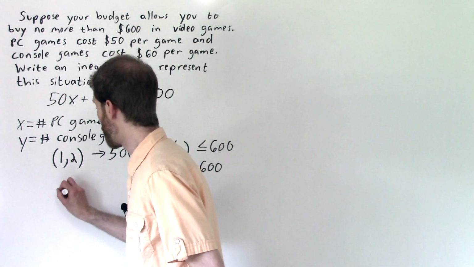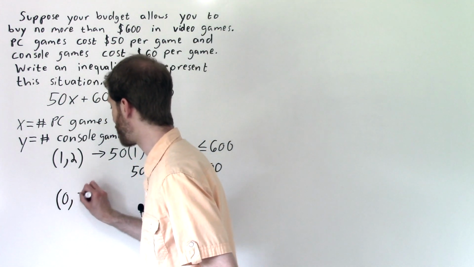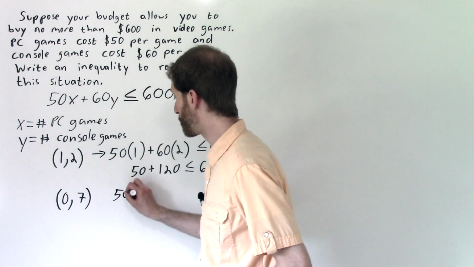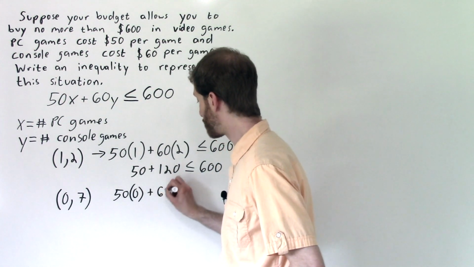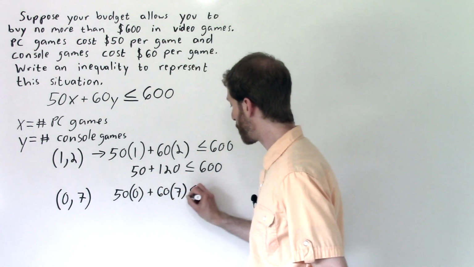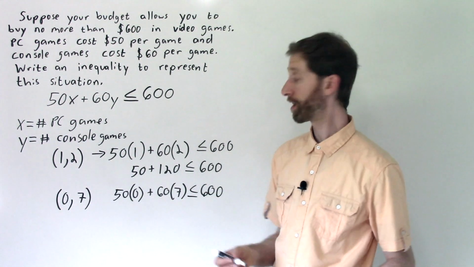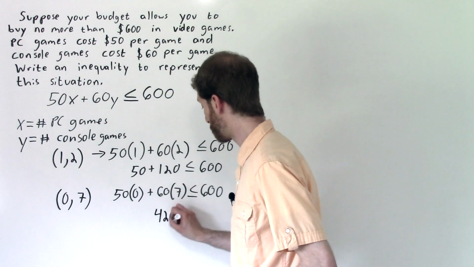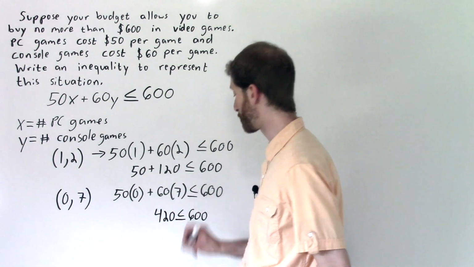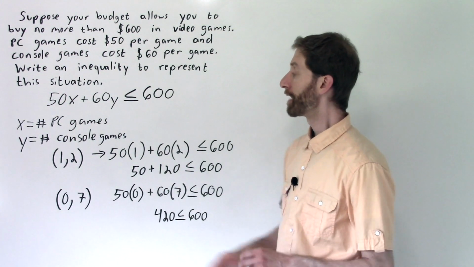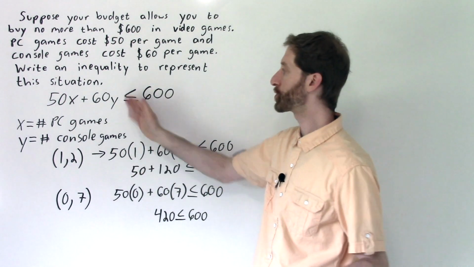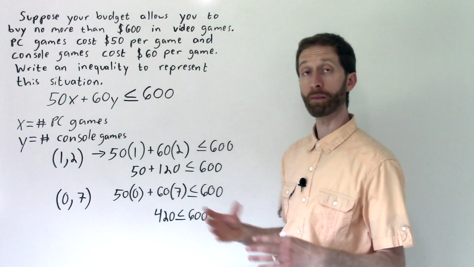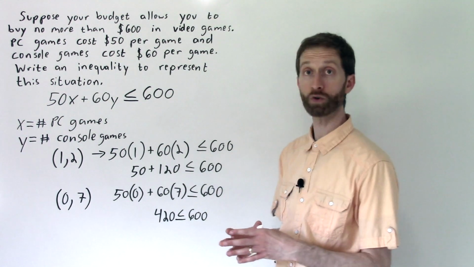Let's pick, I don't know, x equals 0 and y equals 7. Let's see if we can buy 7 console games and no PC games. Well, that would be 50 times 0 plus 60 times 7. And we want to know, is it less than or equal to our budget of 600? Well, 50 times 0 is 0. 60 times 7 is 420, which is less than or equal to 600. So yes, we can afford that. If I put a 20 in here, we couldn't afford that because 20 times 60 is way greater than 600. So that's the algebraic reason why we come up with these inequalities. It actually allows us to calculate quantities of things.